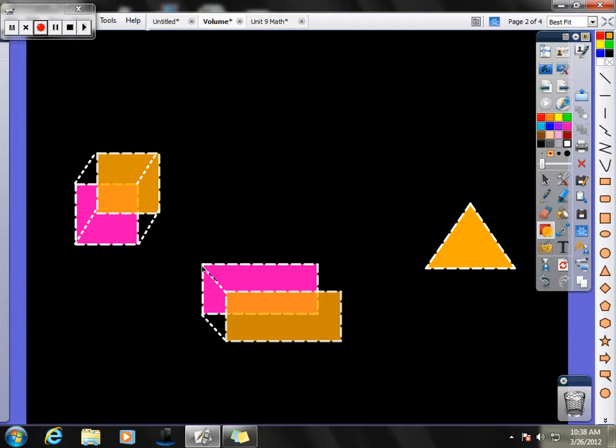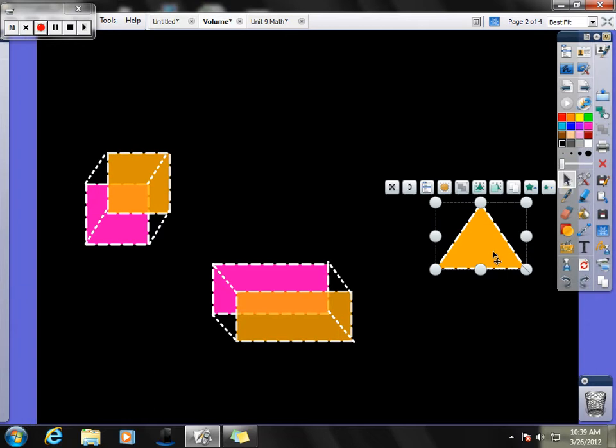Here, here, here, and here. So again, maybe this time it's easier to say, okay, well, the pink one looks like it's on the back, so this might be a rectangular prism that's been laid down flat. You can do the same thing with triangular prisms as well.